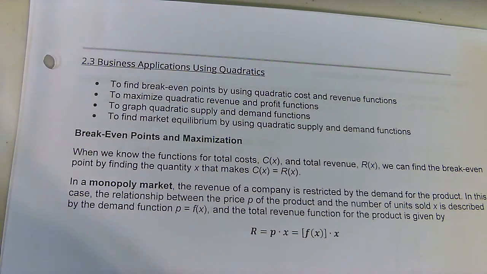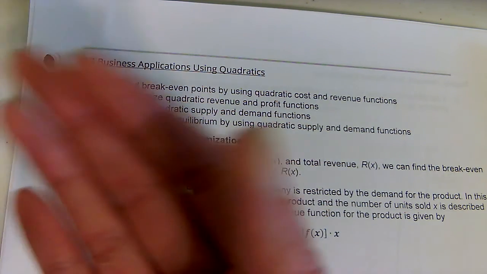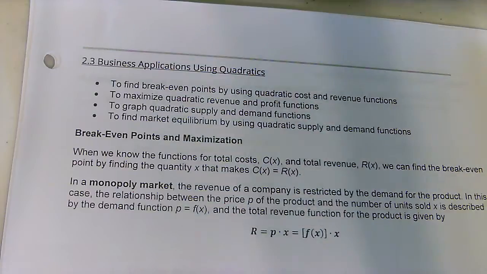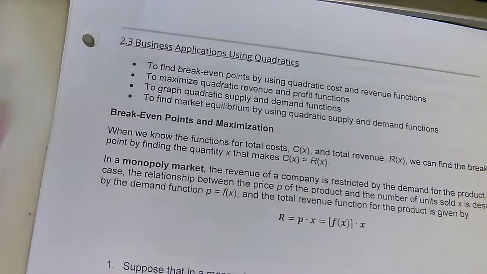In Unit 1, everything was linear, and that's not really how things work. Things have ups and downs and that sort of thing. We'll also find market equilibrium using quadratic supply and demand. So let's start with the break-even points.